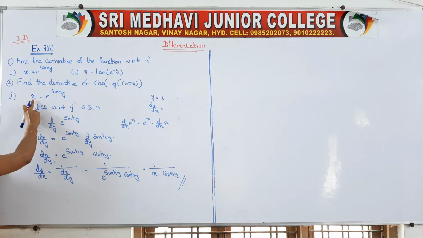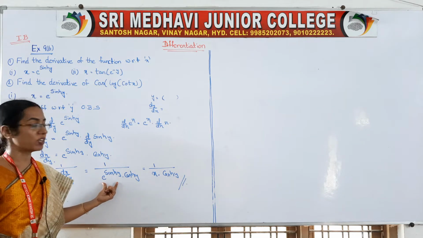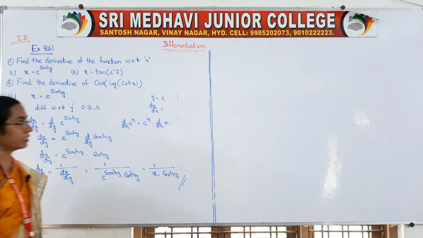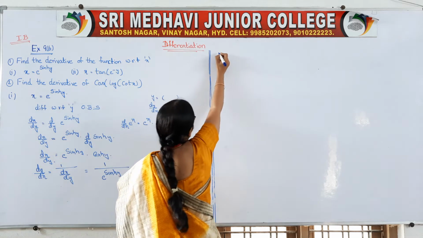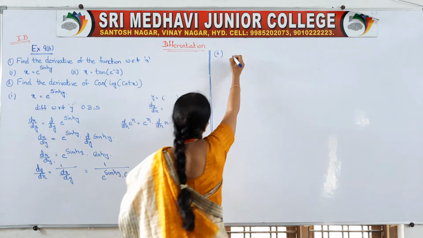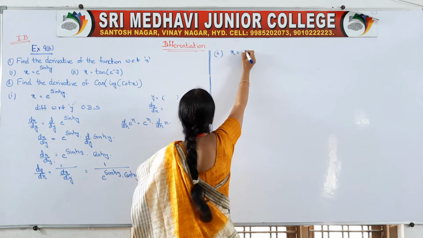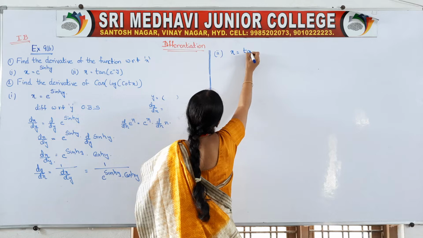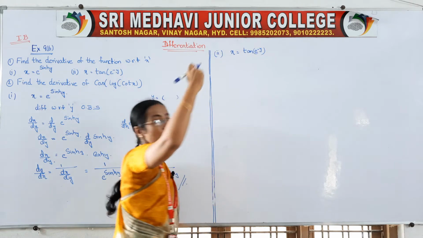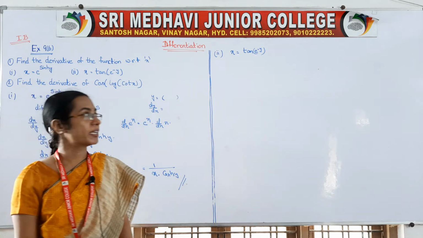What is our x? x is equal to e to the power of sinh y. So wherever e to the power of sinh y is there, you take x. x into cosh y is the answer. Now come to the second question. What is the second question given to us? If x is equal to tan of e to the power of minus y, then find dy by dx.